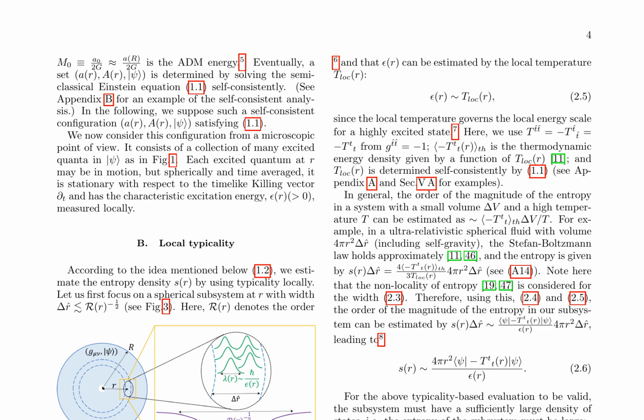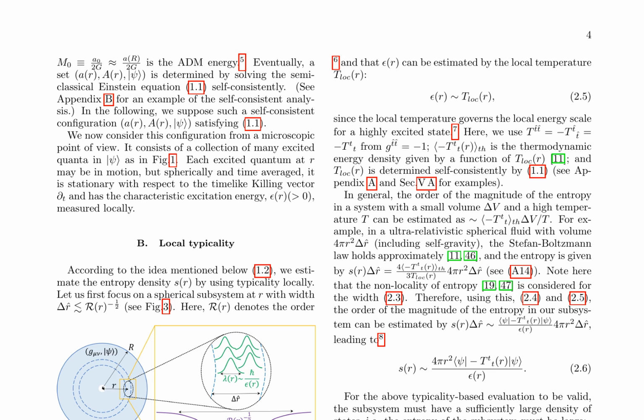This configuration comprises multiple excited quanta in psi, each with a characteristic excitation energy, measured locally. By applying typicality locally, the authors estimate the entropy density within a spherical subsystem of width Δr, where r denotes the order of magnitude of the curvatures of the interior metric.